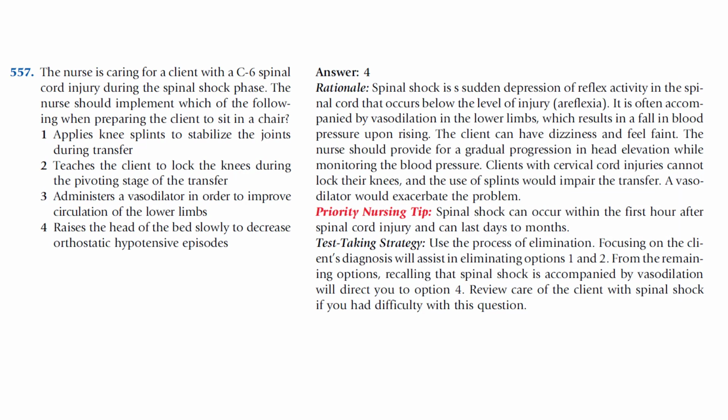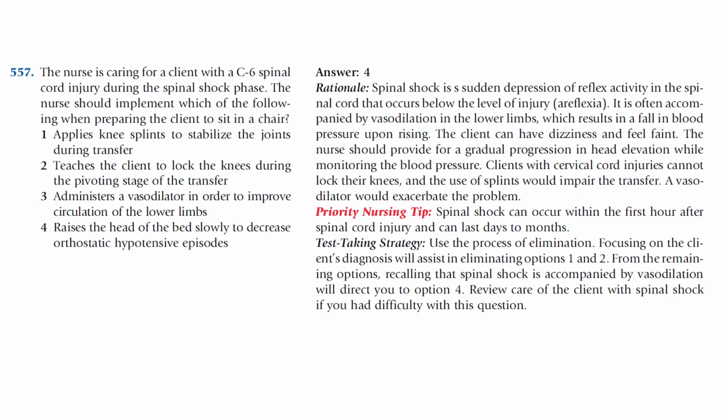557. The nurse is caring for a client with a C6 spinal cord injury during the spinal shock phase. The nurse should implement which of the following when preparing the client to sit in a chair? 1. Applies knee splints to stabilize the joints during transfer. 2. Teaches the client to lock the knees during the pivoting stage of the transfer. 3. Administers a vasodilator in order to improve circulation of the lower limbs. 4. Raises the head of the bed slowly to decrease orthostatic hypotensive episodes.